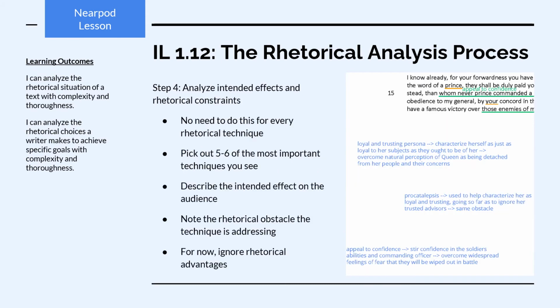Step 4, analyze the intended effects and rhetorical constraints behind the techniques you identified. There's no need to do this for every single rhetorical technique you found. Just go back through and pick out 5 or 6 of what you think are the most important techniques. And for each of those 5 or 6, find space on the page somewhere to describe the intended effect of the technique on the audience. You also want to note the specific rhetorical obstacle that the technique is addressing. For now, go ahead and ignore rhetorical advantages. We won't include those as a part of our rhetorical analysis process until later in this unit.